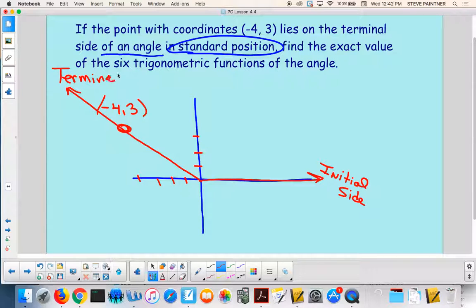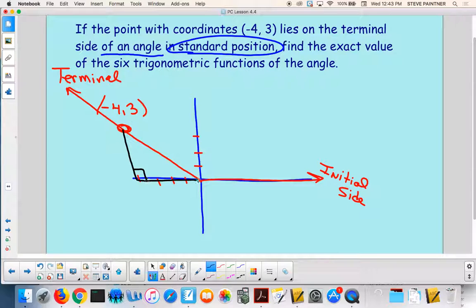Okay. Now, what do they want you to do? Find the exact values of the 6 trig functions of an angle. You can't do this unless you have a right triangle. So what do we do? Pythagorean theorem. Well, I don't see a right triangle. Make one. Come straight down to the x-axis, back to the origin, and you did it. It's right there. There you go.